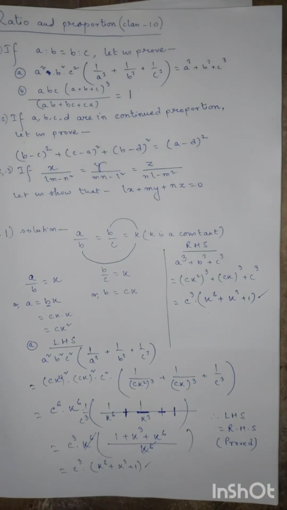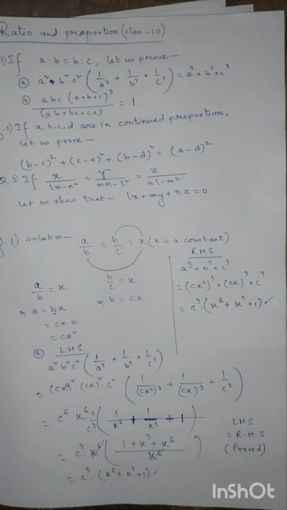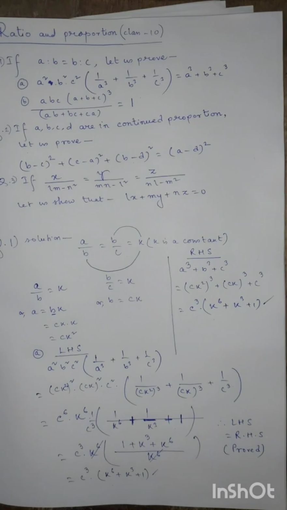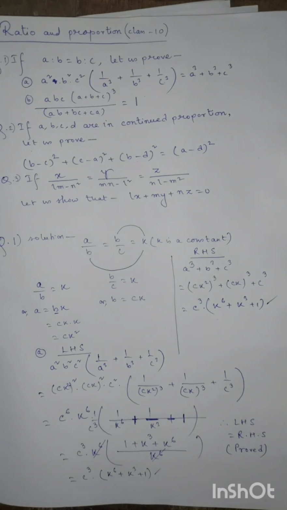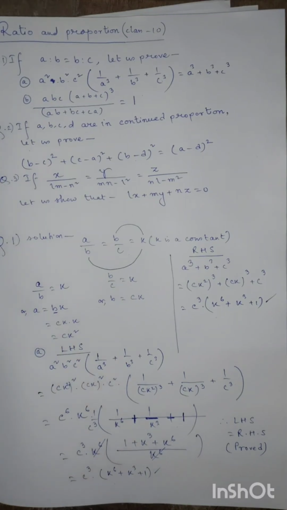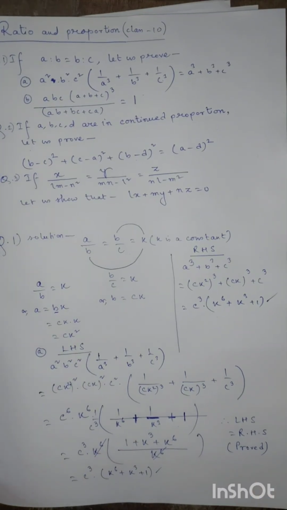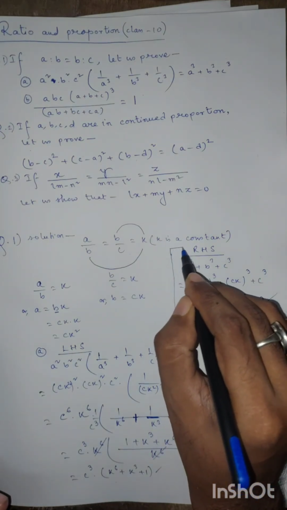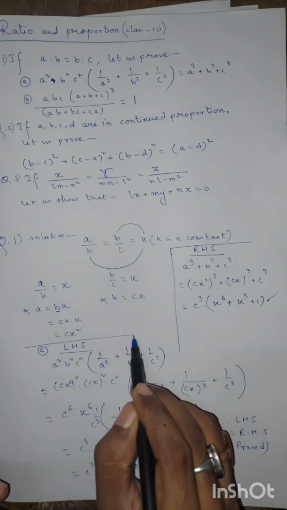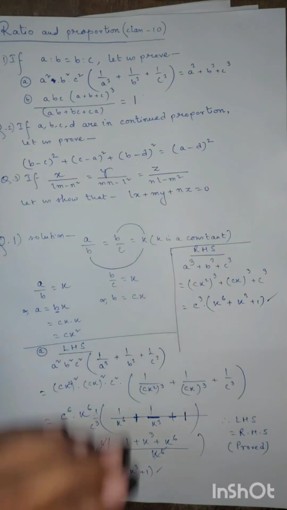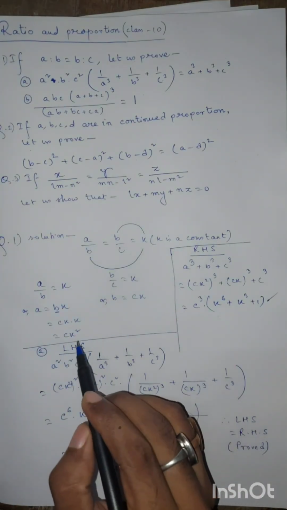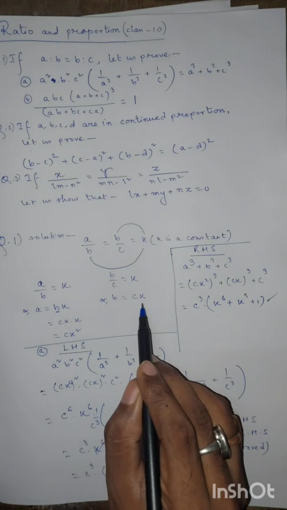I hope this solution is clear to you. Now let us proceed to our next question, that means part b of 1. This part remains same. So a is ck square and b is ck.